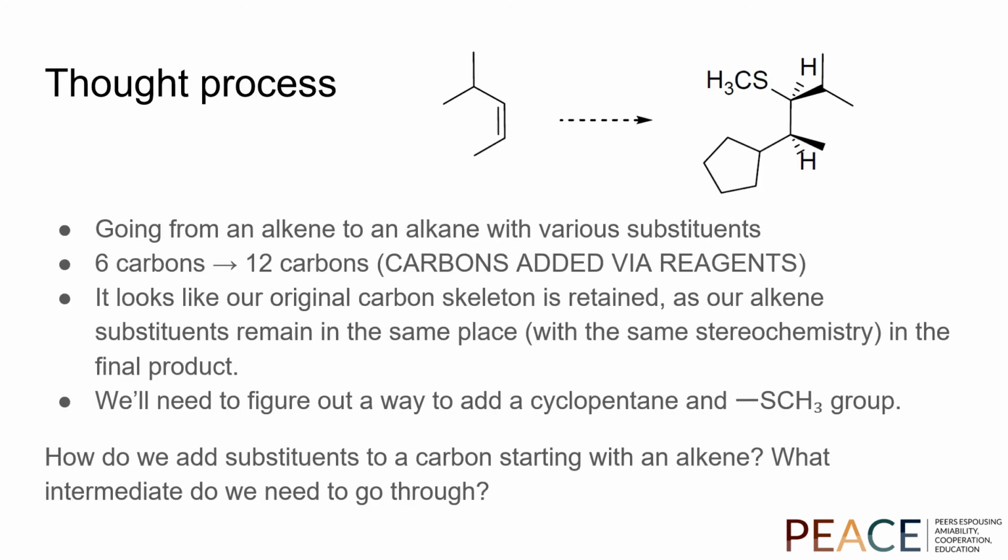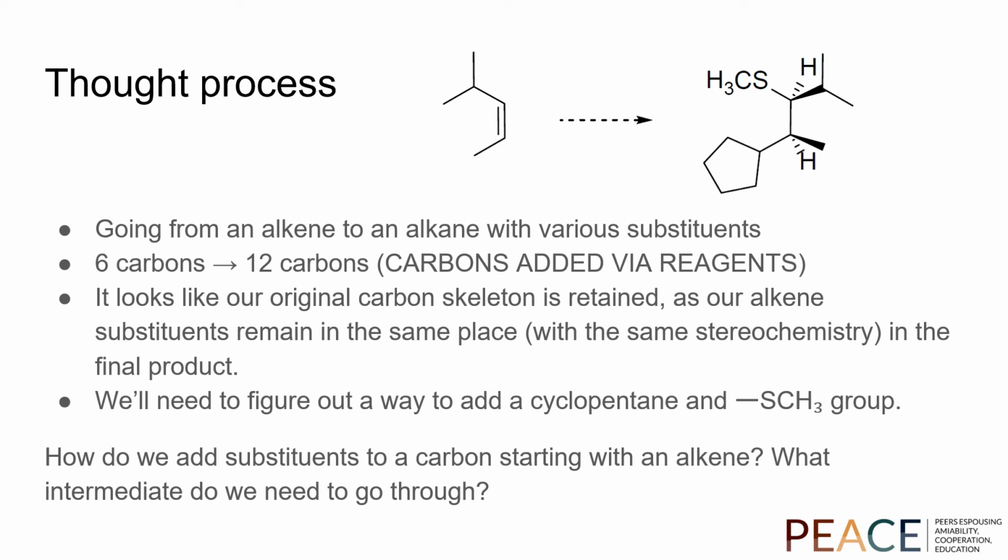So once again, going through our thought process, we notice that we are going from an alkene starting material to an alkane final product, with our alkane sporting many new substituents that were not initially in our alkene. Counting our carbons, we're going from 6 carbons in our starting material to 12 carbons in our final product, which indicates that we will need to add carbons in our reagents. But again, keep it under 5 carbons as the constraint in our original problem stated.